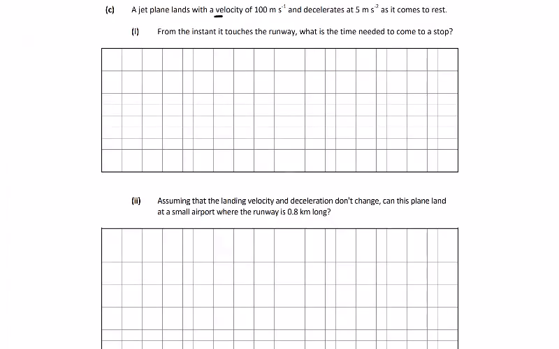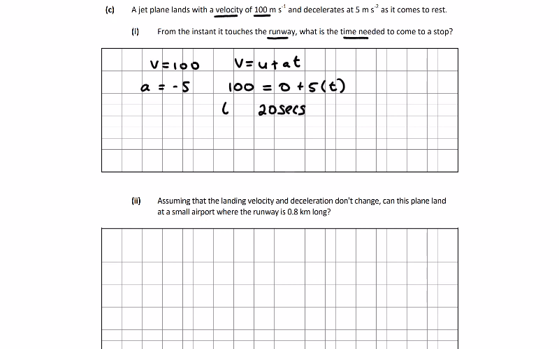Part C, an easy enough question. A plane lands with velocity 100 and decelerates at 5 meters a second squared. From the instant it touches, what's the time needed to stop? Well, v is equal to u plus at. If it's traveling at 100 and it wants to get to 0 and it's decelerating at 5 meters a second squared, the time taken will be 20 seconds, obviously. T is equal to 20 seconds.